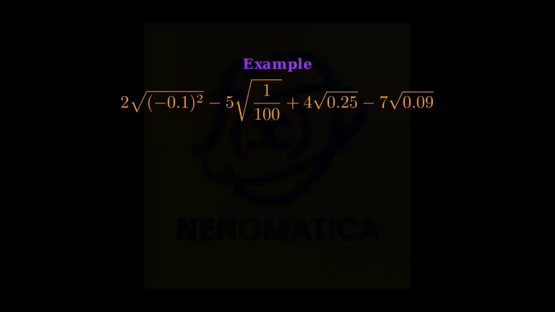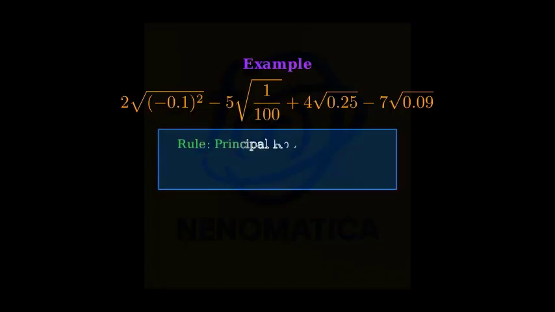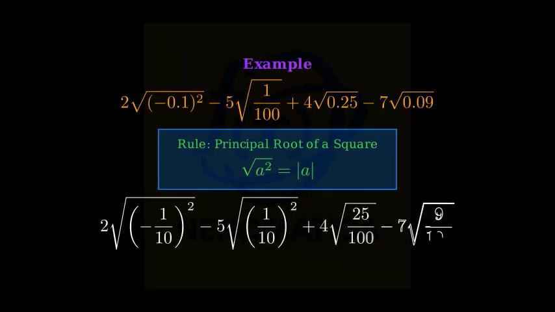Let's start by using the principal root property. For any real number a, the square root of a squared equals the absolute value of a. In our first step, we'll rewrite the decimal values in our expression as fractions to make them easier to work with. Negative 0.1 can be written as negative 1/10.